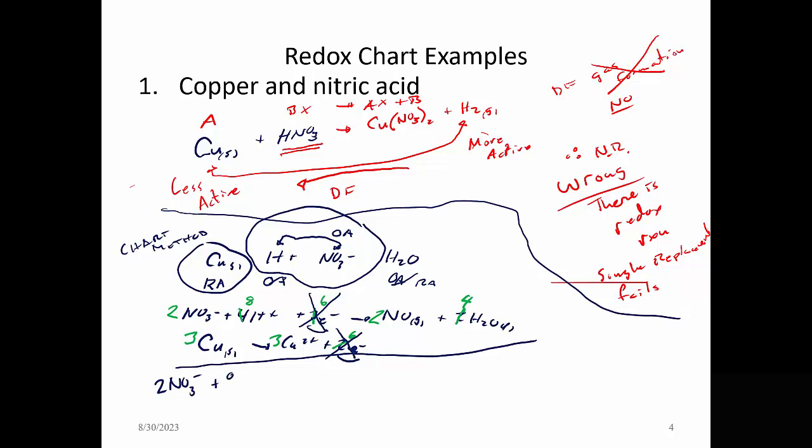Plus 8H+, 3 coppers. I'm going to add everything on the left. And then I'm going to add everything on the right. This is going to go to 2NO gas plus 4H2O liquid plus 3 copper ions.